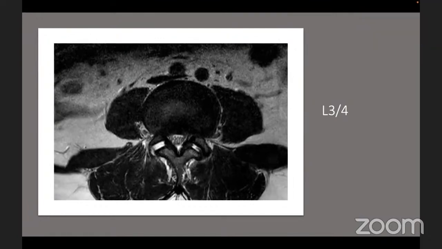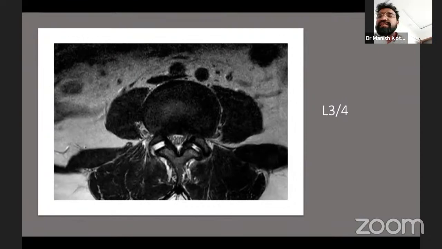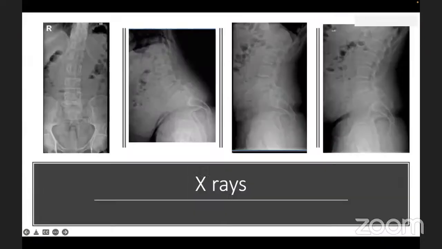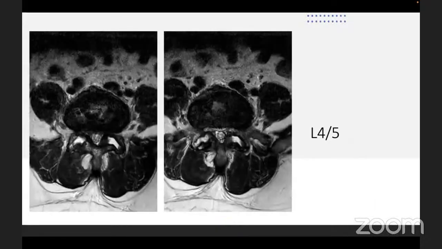Yeah, of course, that L3-4 facet looks a bit off. There's no movement as such on dynamic X-rays. The facets are quite arthritic, so I will be thinking of two-level fusion here. And there is a small bulging disc at L3-4 as well. So I'll go for a two-level fusion and not a single-level fusion.